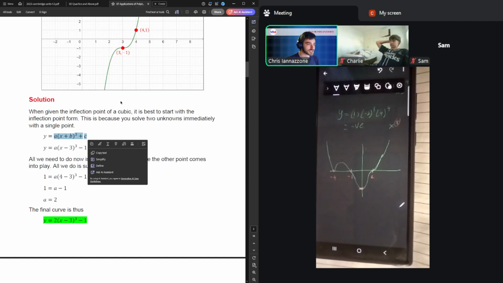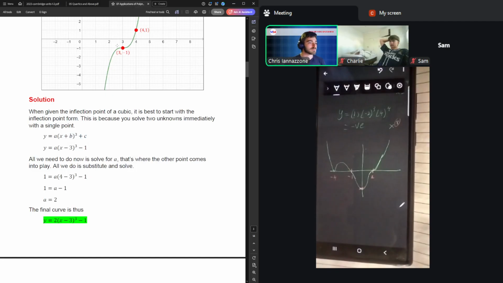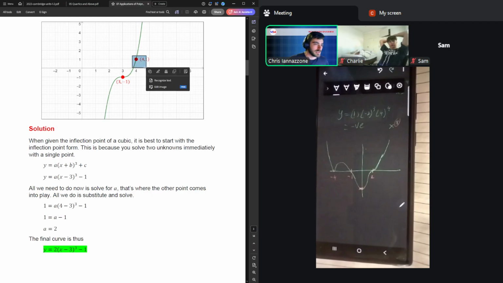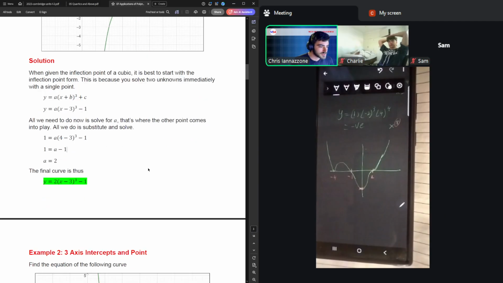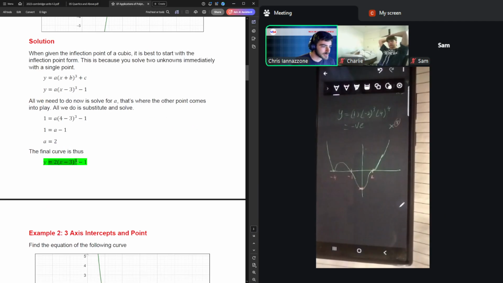So you start with a fully generic inflection point form, and because you know this point is at 3, -1, that automatically gives you your B and C terms, or usually those are written as the H and K. From there, there's only one variable left. This will always be the case for these kinds of questions. And sure enough, there's one point left to use. So you sub in your point, simplify, and you get your A value.